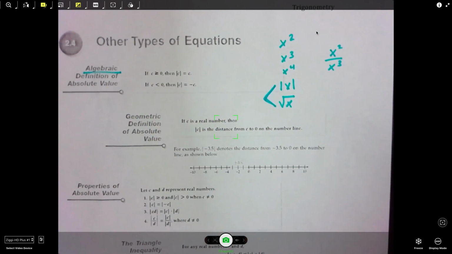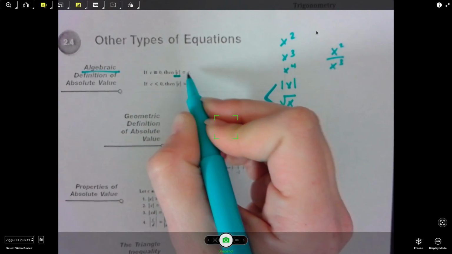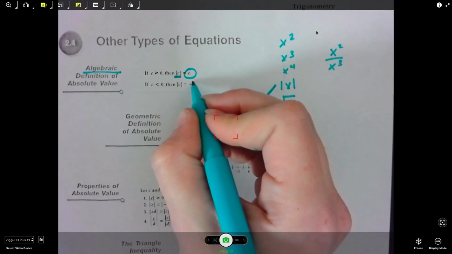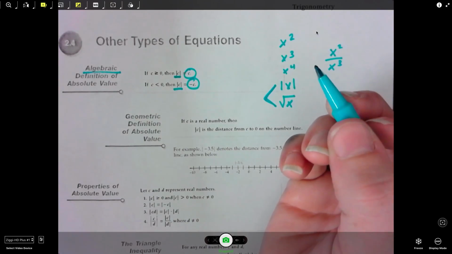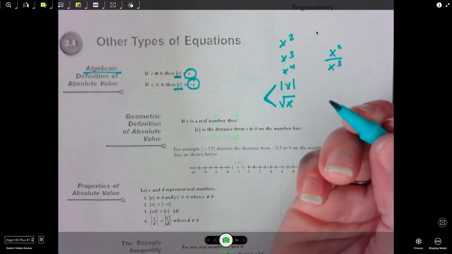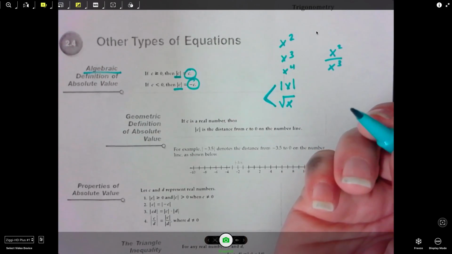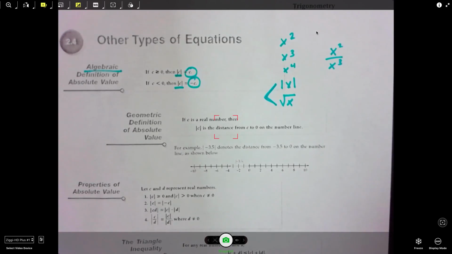For the algebraic definition of absolute value, if I'm taking the absolute value of c, that is equivalent to positive c or negative c. Those two things are equivalent to one another. Because when I take the absolute value, the negative goes away, c and negative c is what could be inside of that absolute value. I don't know if it's positive or if it's negative. So that's the algebraic definition.